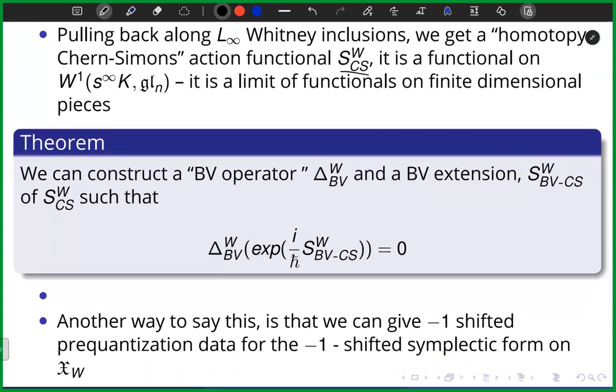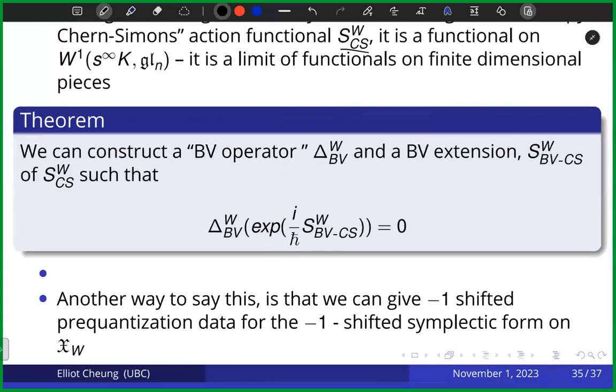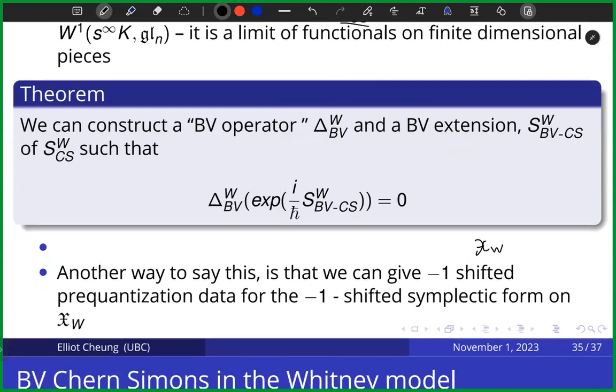And if you know anything about derived symplectic geometry, this EX W is supposed to be a homotopic model for the derived moduli space of flat connections for a 3-manifold, and that's supposed to have a symplectic minus 1 shifted symplectic form, and this does. And the content of this theorem is that you can pre-quantize this symplectic form in this derived sense. And this is an equivalent statement.